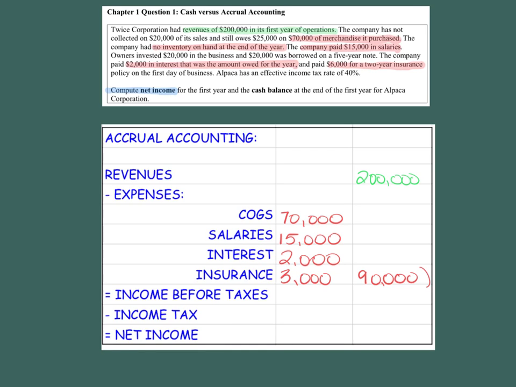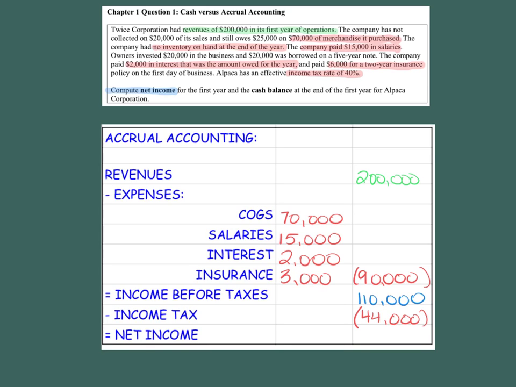And we'll subtract that from our revenues to get our income before taxes, which will be $110,000. Now we see at the end of the problem that we have a 40% income tax rate. So we're going to take that $110,000 of income before taxes and multiply it by 40%. And that will give you $44,000 of income tax to be paid.